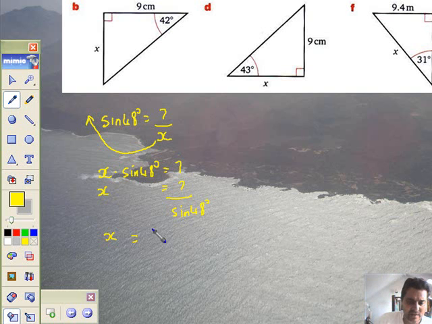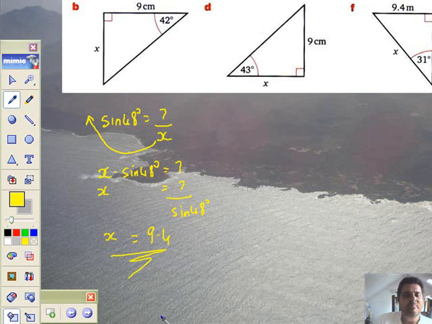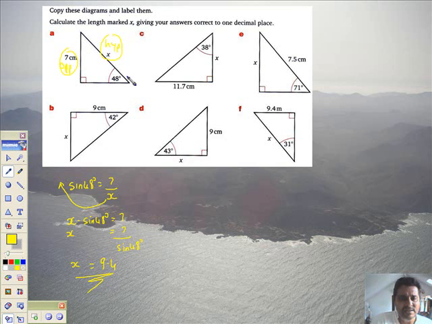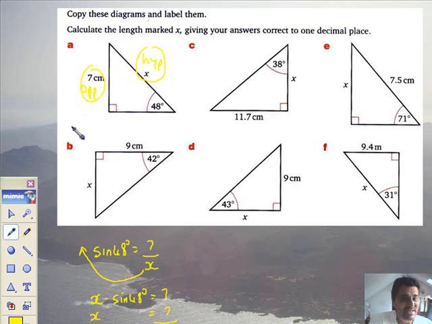9.4. Interesting answer. I'll tell you why. Because 9.4 is the hypotenuse length. It is the longest side of the triangle. And we can be very confident we got it right because the 9.4 is longer than the 7 centimeters already given us. So we've probably pressed the right buttons and got it right. See? Dead easy. That's A done.